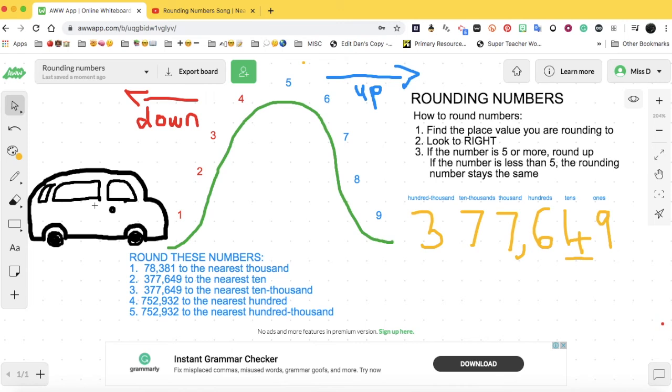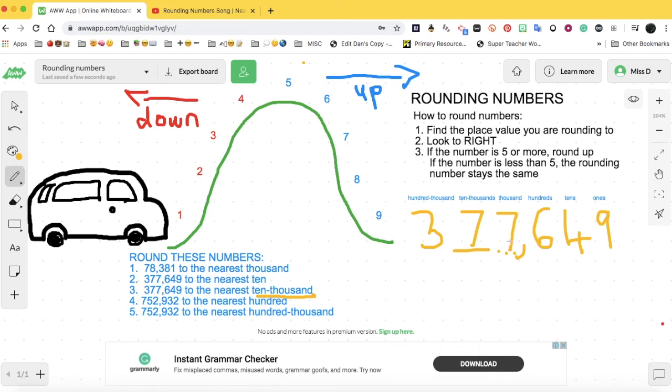Now, our next one we have to do is round that same number to the nearest 10,000. So first, we've got to find the number in the 10,000s column. That's 7. Now, we have to look to the right. If this number is 5 or more, we round up. If it's less than 5, we round down. So what are we doing?